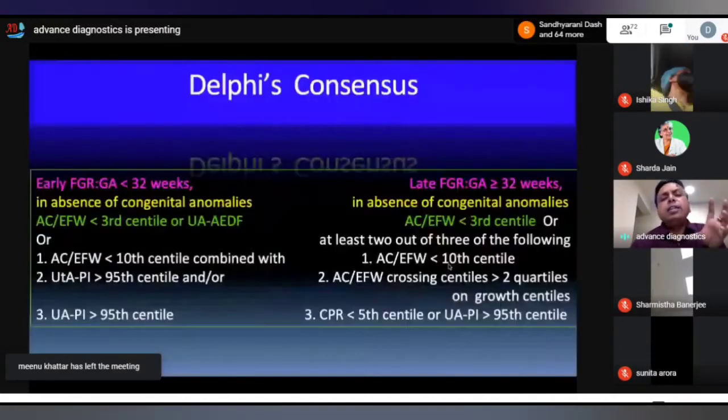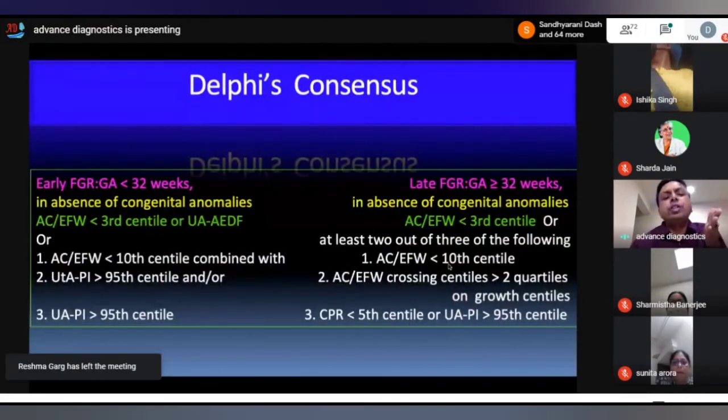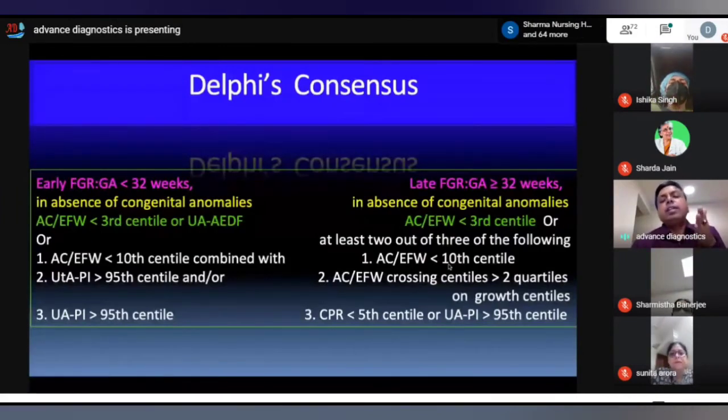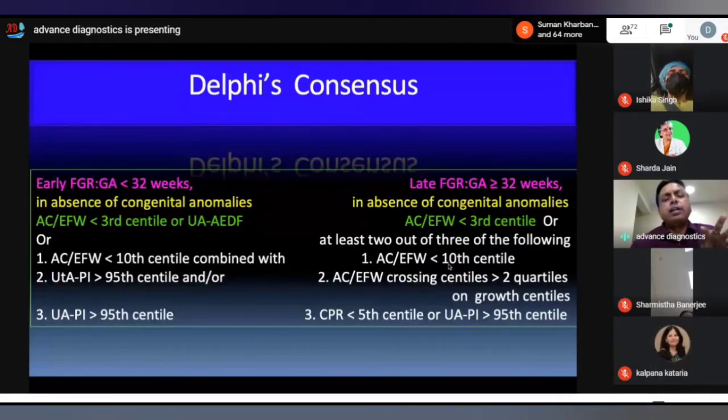Now, internationally, the Delphi consensus is the way to differentiate early FGR and late FGR. But this is what the guideline gives you as the picture of the Delphi consensus, and that is a busy slide. So I have made it very simple for you.